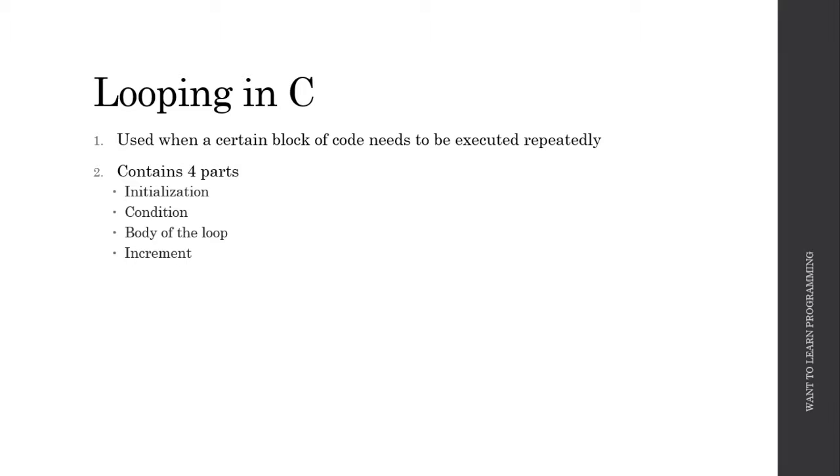There are three main types of looping statements. One is the while loop, second is the for loop, and third is the do while loop.